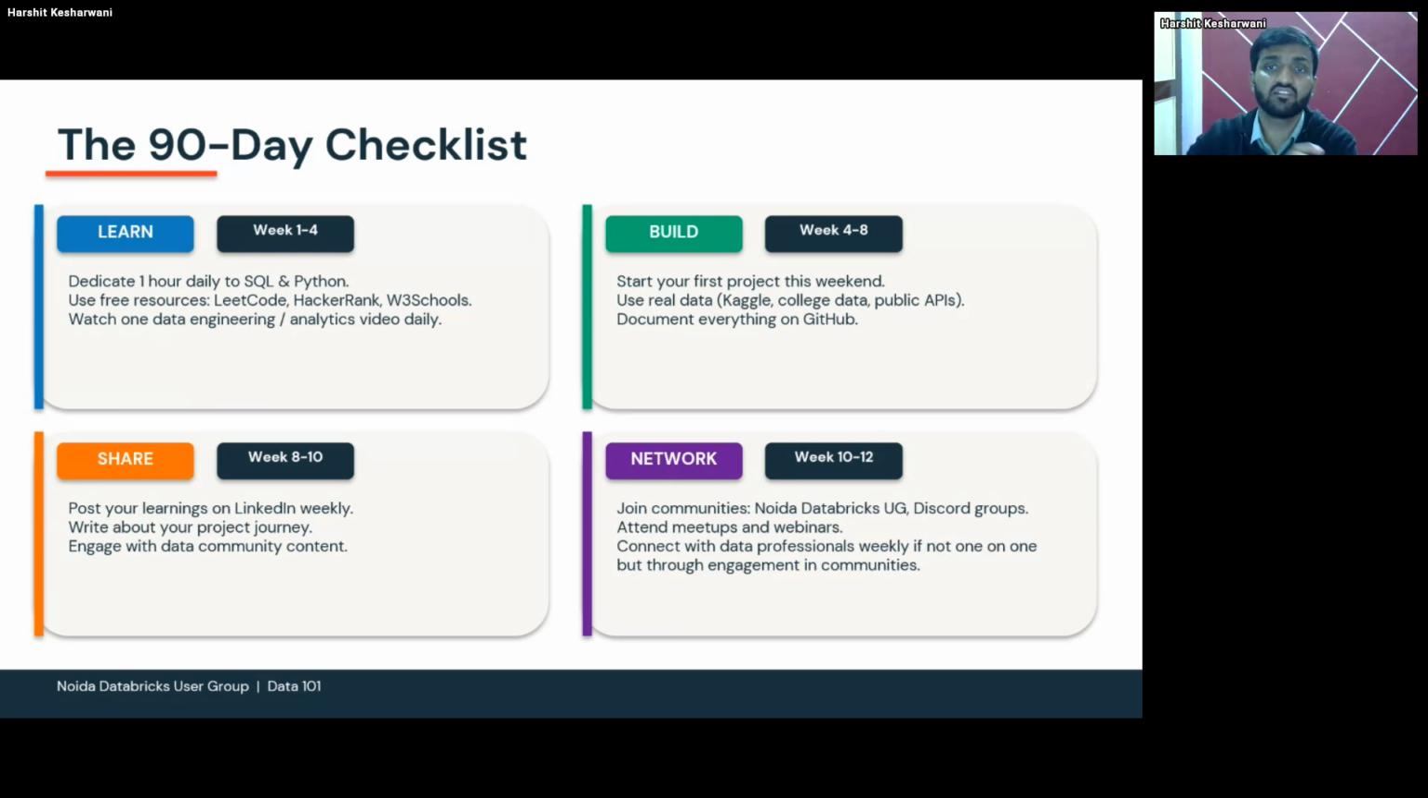So I would say this is a 90 days checklist that you should consider, that okay, at least I have done this in 90 days. Of course, this can vary person to person, skill set to skill set, and priorities to priorities.